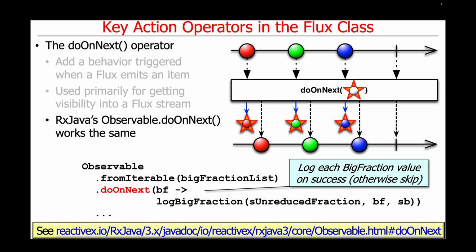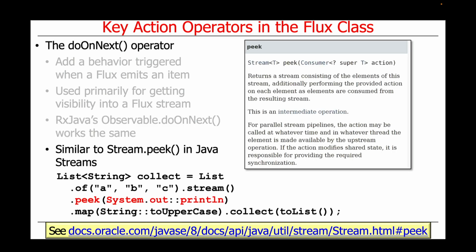RxJava has a doOnNext method in its Observable class that works in precisely the same way. So once again, we've got a big fraction list, we turn it into an observable, we use doOnNext to log each of those items. Also interestingly, Java Streams has a method called peek, and that can be used in a similar way to have some side effect or to log or print values that flow through the stream. This particular example creates a list of strings, ABC, turns them into a stream, and then uses peek to print them out before uppercasing them and collecting them into a list.